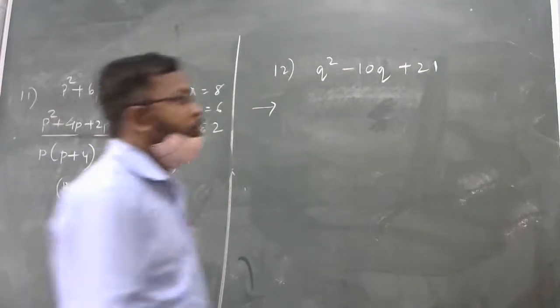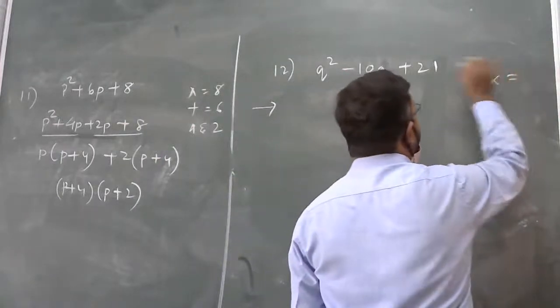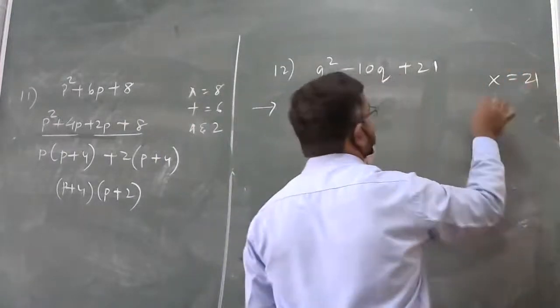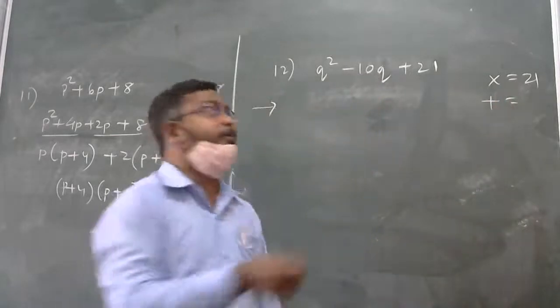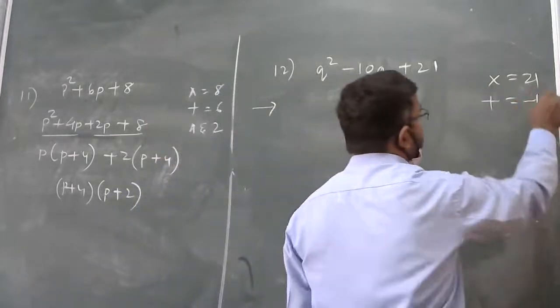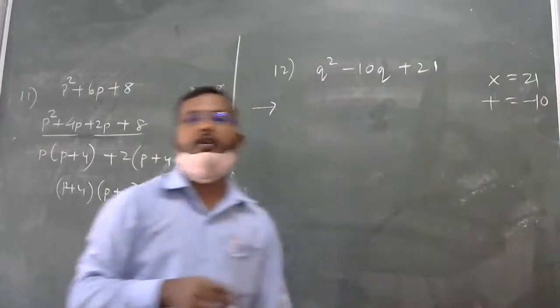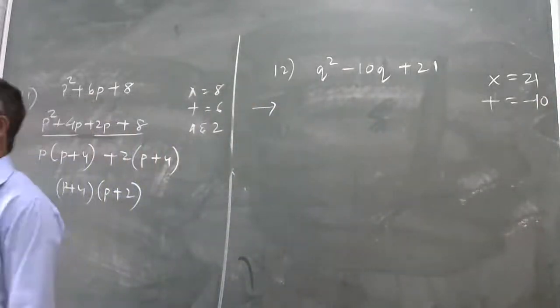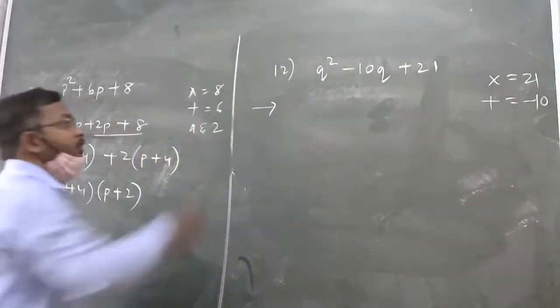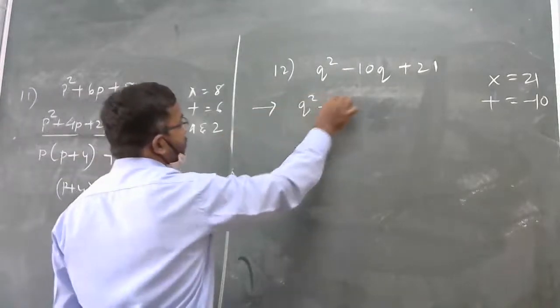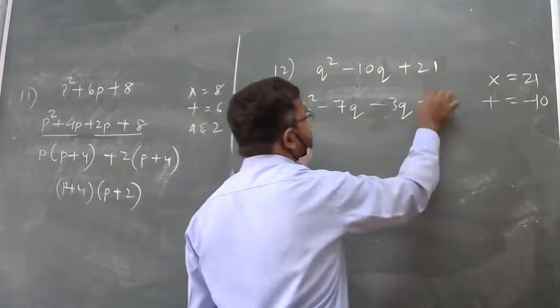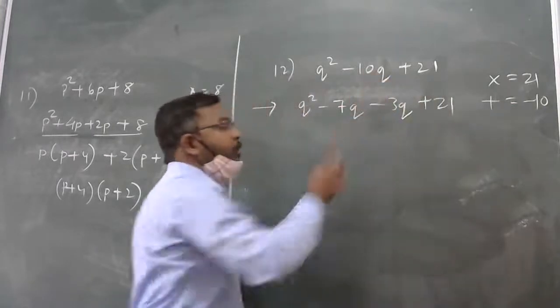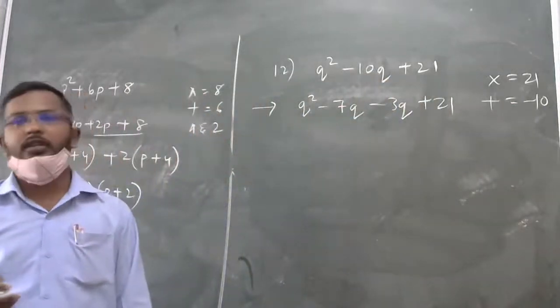Okay. So the product of the two numbers should be 21 and the sum of the two numbers should be minus 10. It should be minus 10 along with the sign. So now what are the numbers? Minus 7 and minus 3. So q square minus 7q minus 3q plus 21. Minus 10q I am writing as minus 7q minus 3q.